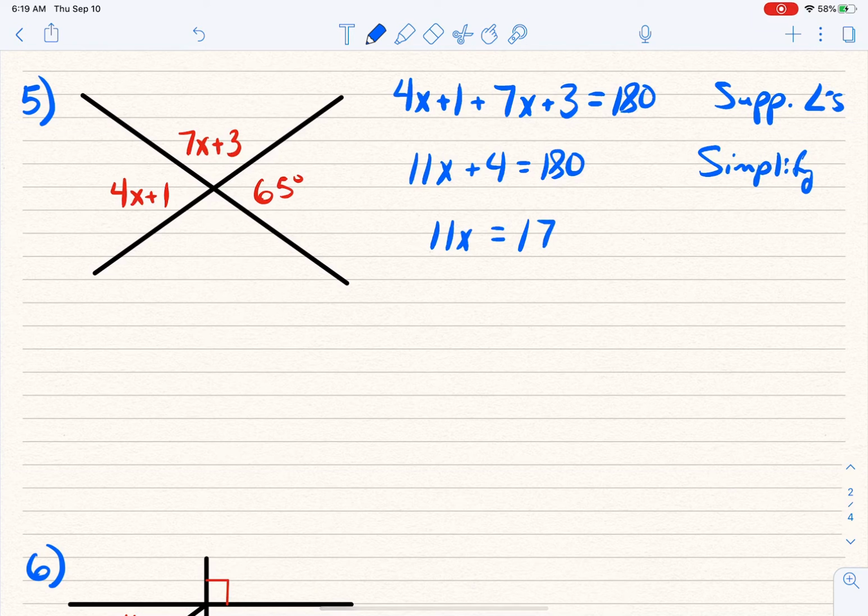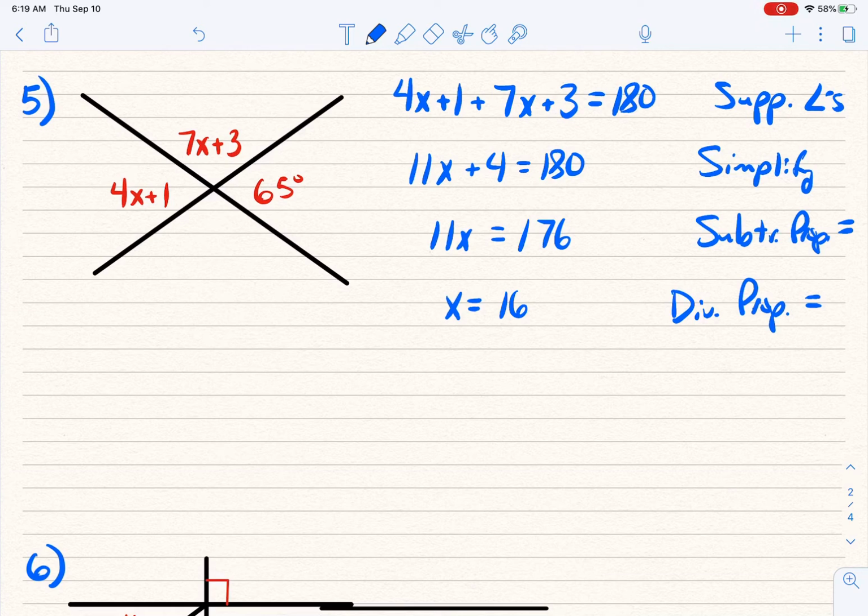You get 11x is equal to 176. So that's the subtraction property of equality. And divide both sides by 11, you get x is equal to 16. So that's the division property of equality. All right, so that's one way you could do that problem.